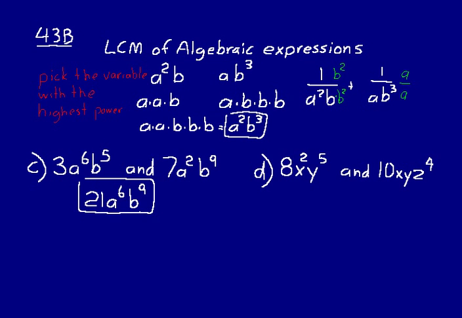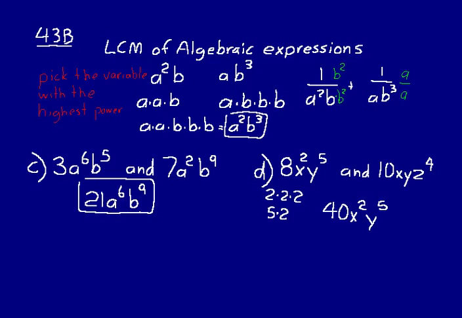Let's do one more: 8x squared y to the 5th and 10xyz to the 4th. We want to find the least common multiple between those two terms. So look at the whole number parts first, 8 and 10. We could break 8 into 2 times 2 times 2, and the 10 would break into 5 times 2. And so we would use 5 times 2 times 2 times 2, or 5 times 8. So 40 will be the coefficient of this least common multiple. And then we look at the x's and pick the higher power there, so that would be x squared. For y, we pick the higher power, that would be y to the 5th.